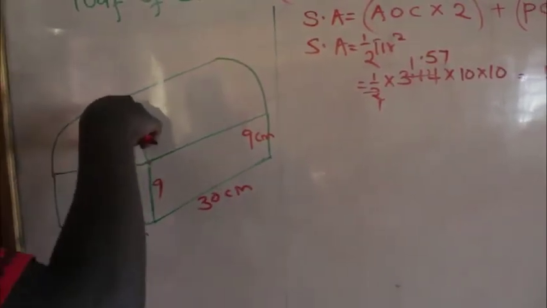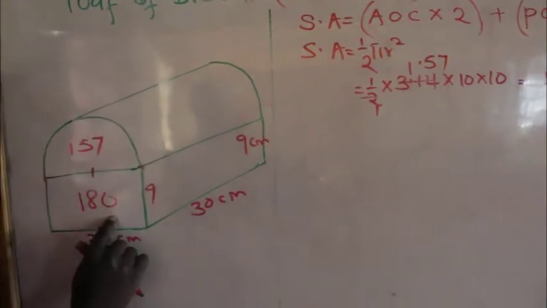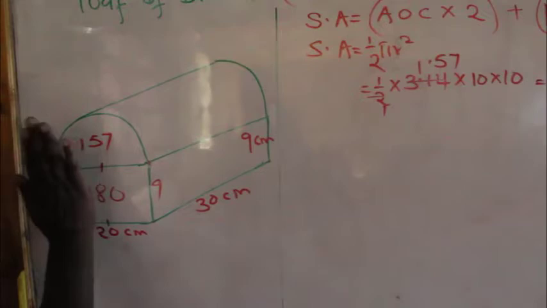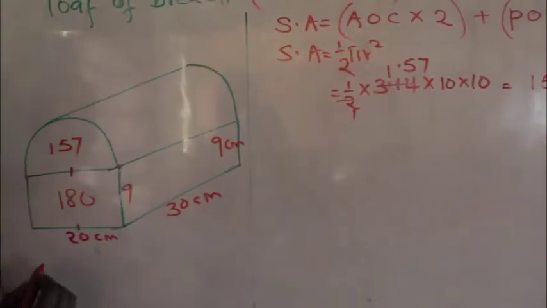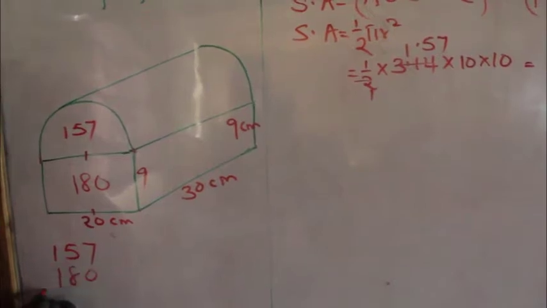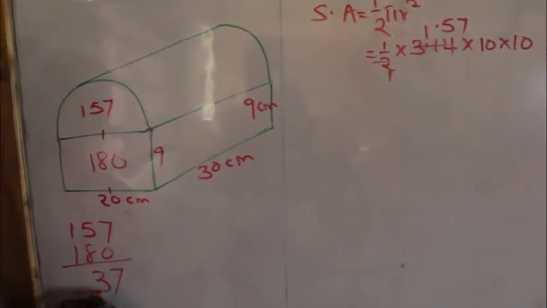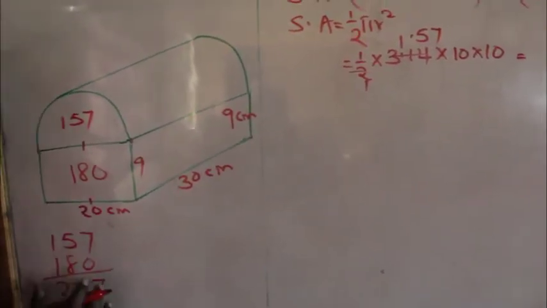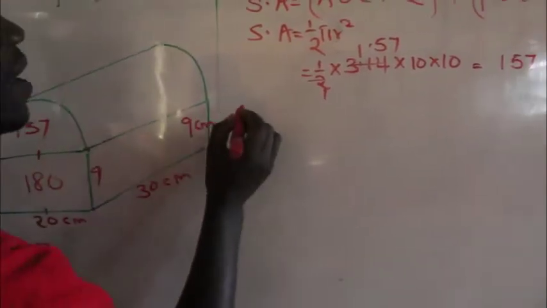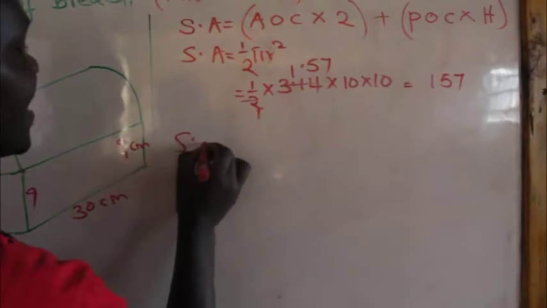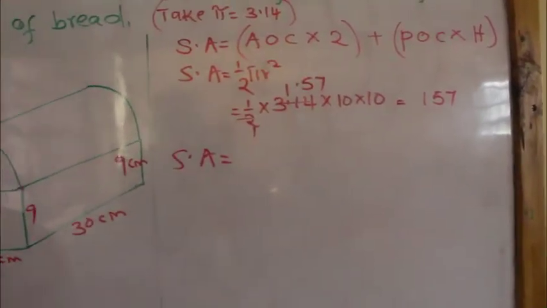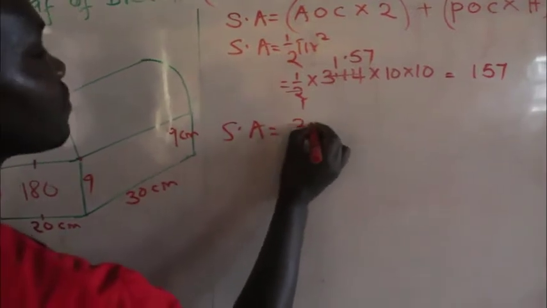So the area of the semicircle is 157. The area of the rectangle is 180. So when you add the two areas, it will be the total area of the cross section. So let us add: 157 plus 180. 7, 13, 3. So 337 will be the area of this cross section. So I'll come and write here, surface area is equal to the area of the cross section. Now we have got it as 337.